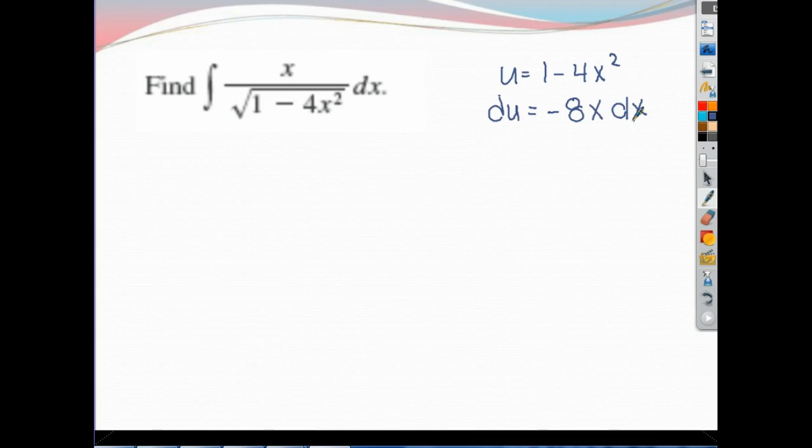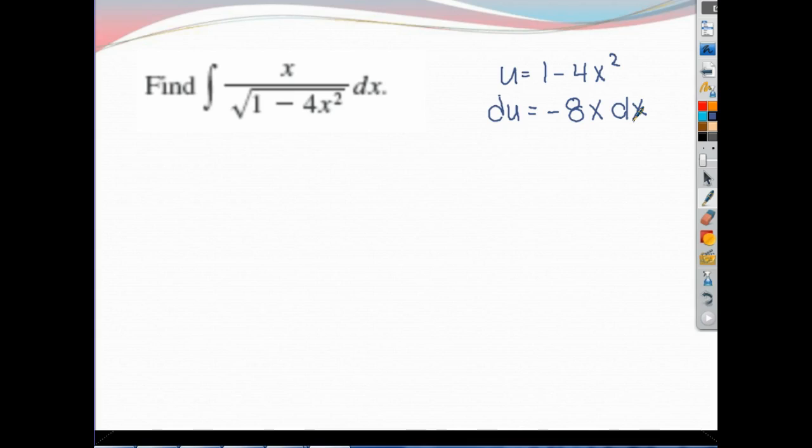So I'm going to start getting into a habit. Instead of wasting my time writing du over dx, I want to treat it like we treated differentials. Remember differentials? It said, okay, you can put du on this side and dx on that side. So I'm just going to keep my dx over here. I'm still taking the derivative of u with respect to x, so I'm just already pushing my dx over.